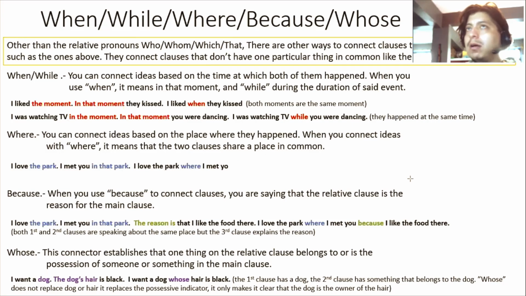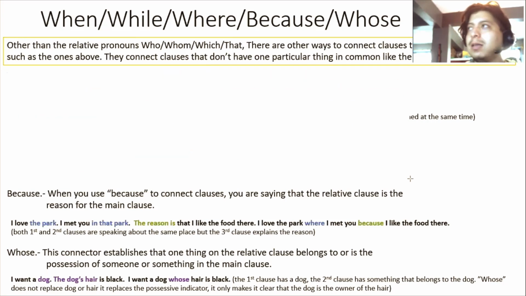Let's erase all of this for a moment. I need a space. Okay, and let's speak about "because". When do we use "because"? When you use "because" to connect clauses, you are saying that the relative clause is the reason for the main clause. So you have two clauses, and one of them is the reason for the other one. For example, I have here a longer sentence. It says, I love the park.